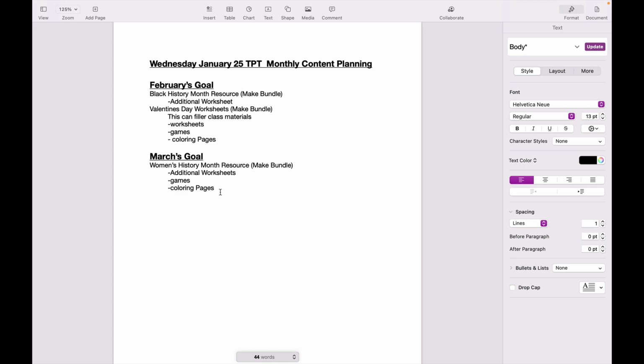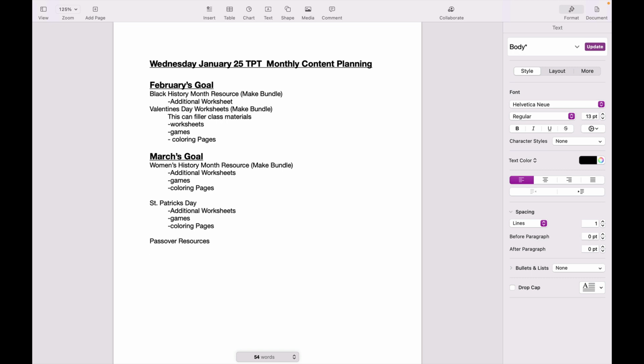And then I'm trying to think what else. So Women's History Month, St. Patrick's Day would be some good things to make. So additional worksheets, games, and coloring pages would be good. And then I'm thinking Passover is at the beginning of April. So I'm thinking if I get these done, I would like to do some Passover resources for April.